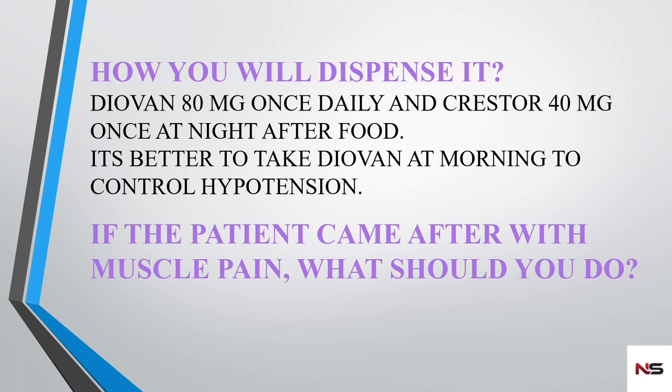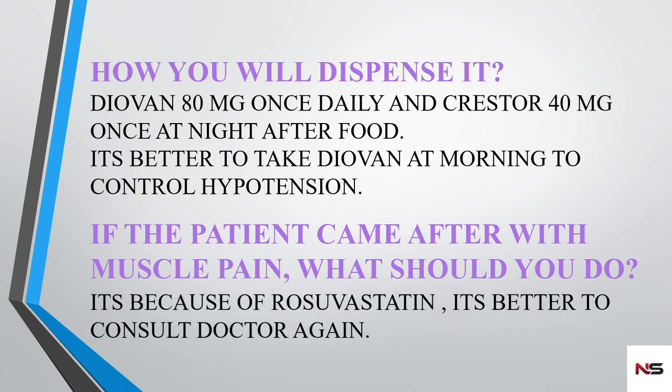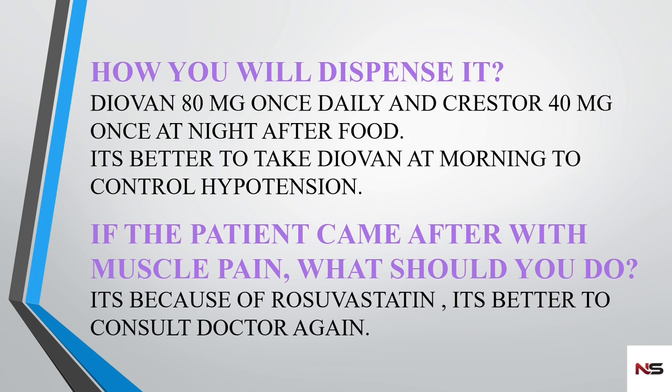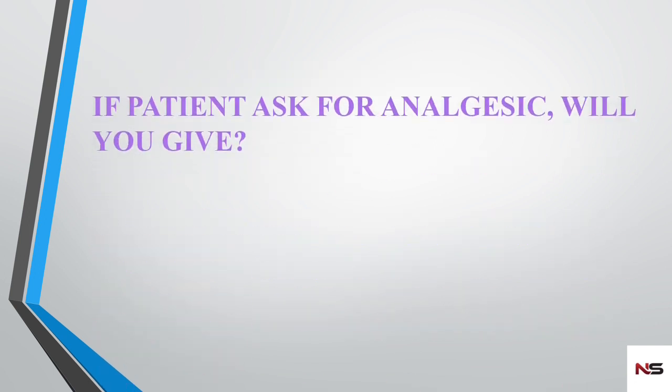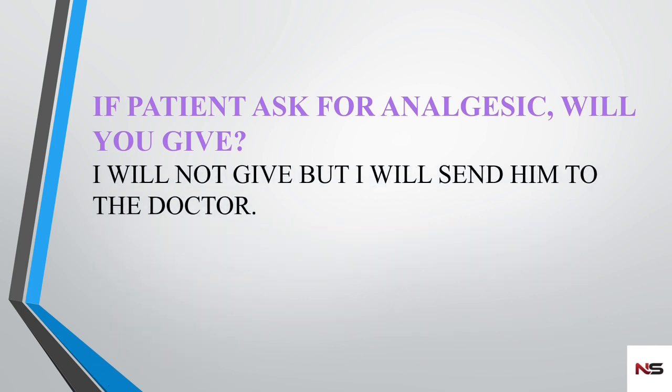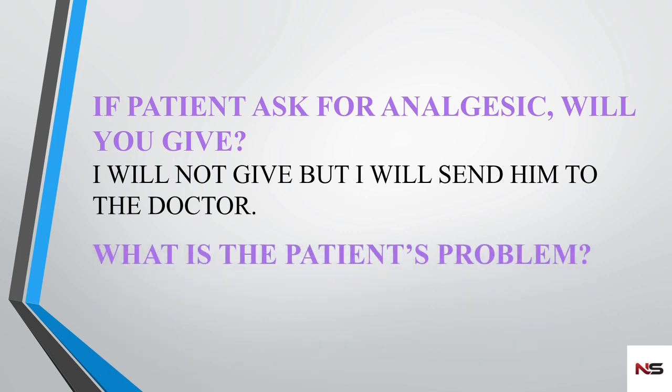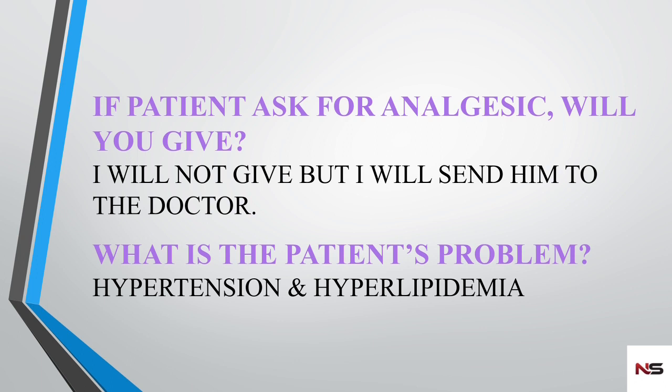If the patient comes back with muscle pain, what should you do? It's based on this same prescription. We know that rosuvastatin causes myalgia, that's why the muscle pain is coming. So the pharmacist will tell the patient to consult the doctor again. If the patient asks for any analgesic, suppose any NSAID, will you give it? No, you cannot give any NSAID to this patient unless the doctor prescribes it. We have to send the patient to the doctor. What is the patient's problem? Diovan, valsartan, is used for hypertension, and rosuvastatin is used for hyperlipidemia.